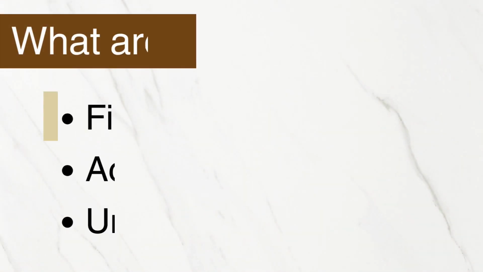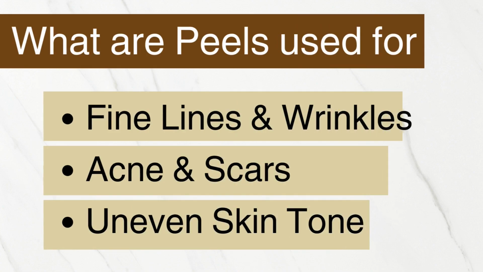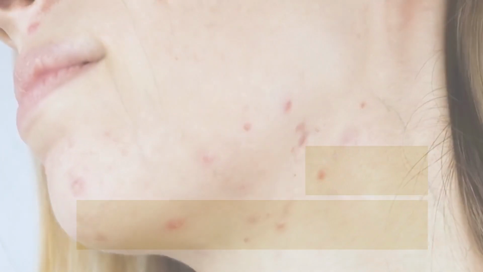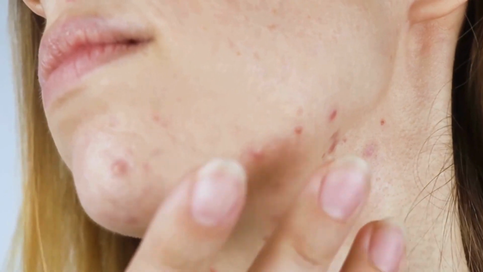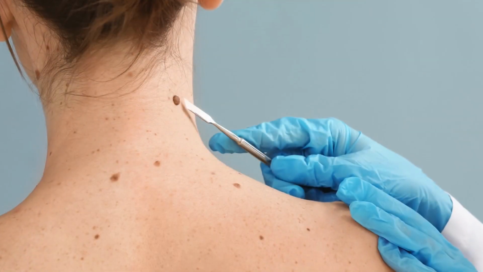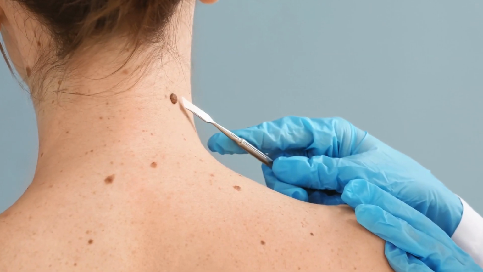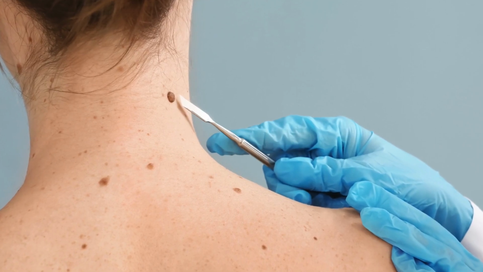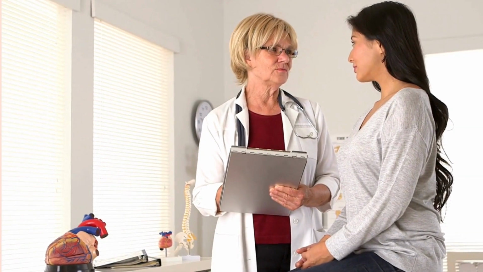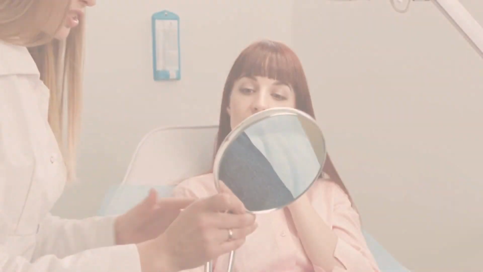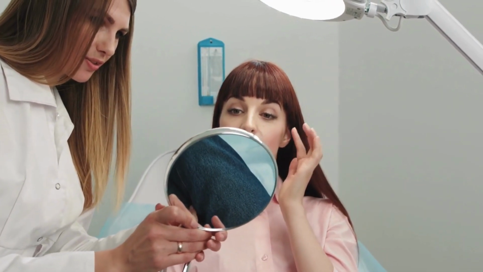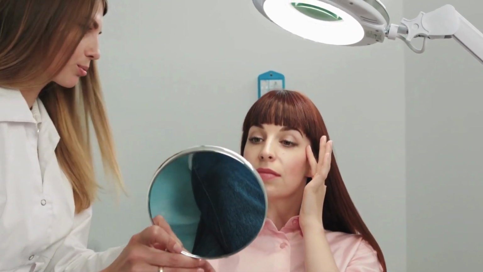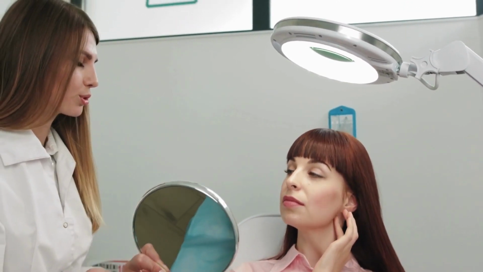Now, before we go into the types of chemical peels, let's talk about why chemical peels are done. People get chemical peels done to treat things like fine lines and wrinkles, acne, scars, and uneven skin tone. Some people even have deep chemical peels done for precancerous growths that need to be removed from deeper within the skin. Of course, this is done by a professional in a clinical setting after much consultation. However, in general, chemical peels are done to make the skin healthier, more firm, less textured, and less blemished.